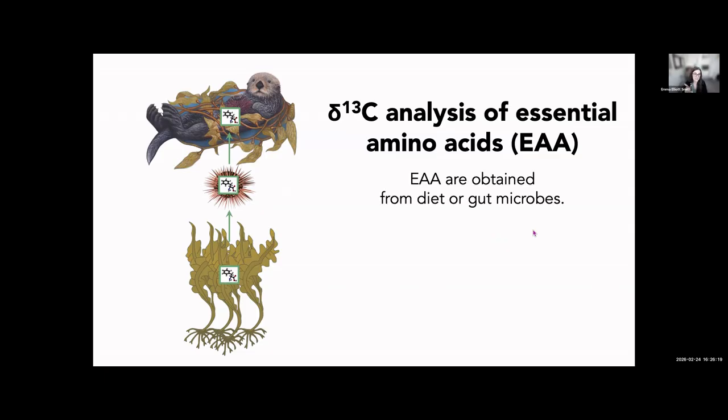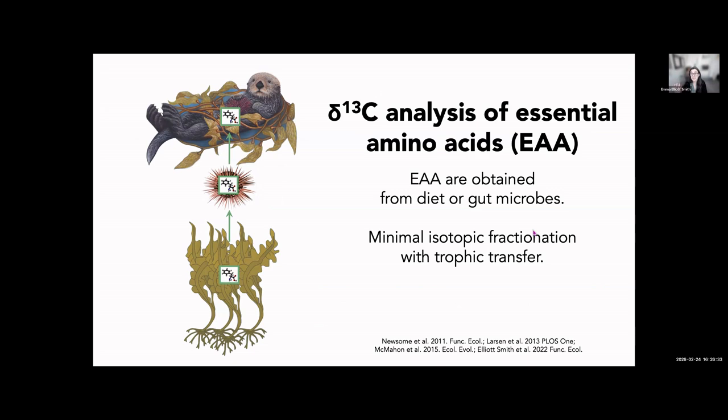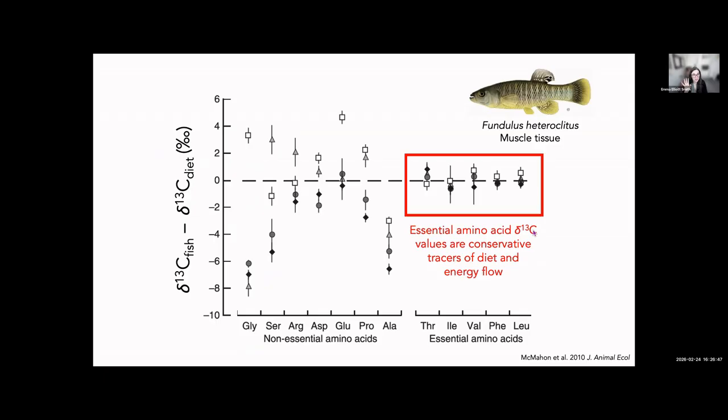So the first is, as the name implies, most heterotrophs can't synthesize essential amino acids themselves. They have to get them from their diet or, in some cases, their gut microbiome. What this means is that organisms are less likely to catabolize these compounds, and instead they tend to route them directly into their tissues. And the result is that there's minimal isotopic fractionation of these compounds with trophic transfer. And you don't have to take my word for it.